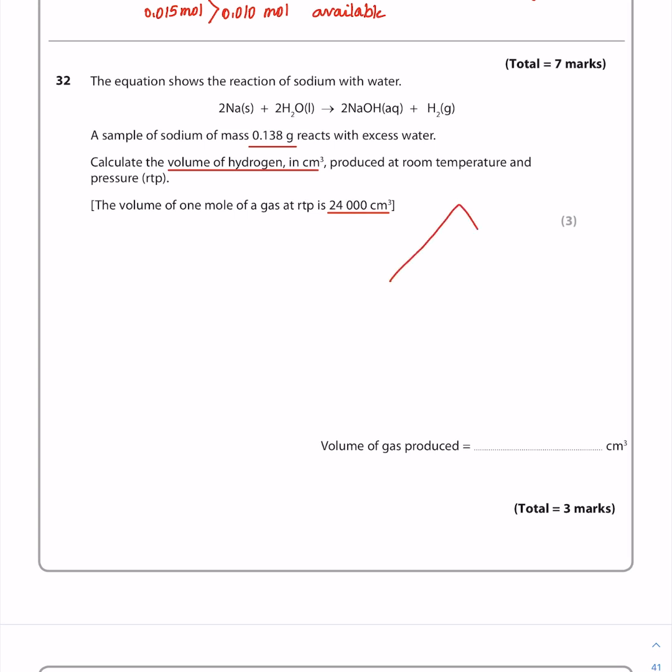طيب أول حاجة دي mass to volume calculation. أنا بستخدم القانون الأول بتاع الماس والمولز عشان أطلع المولز. Moles is equal to mass over Mr. وبعد كده بعمل ريشيو.